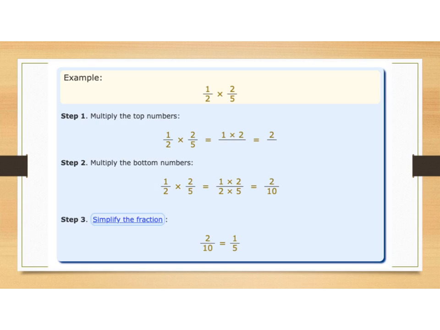Last, step 3, you must simplify the fraction. 2/10 can both be divided by 2. So whatever you divide the top by, you must divide the bottom by. 2 divided by 2 is 1, and 10 divided by 2 is 5. Therefore, the answer is 1/5.